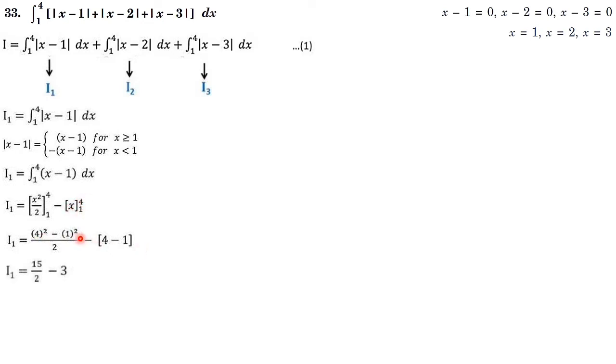4 square is 16 minus 1, that is 15 by 2, minus 4 minus 1 is 3. And we take LCM here, 3 into 2 is 6. 15 minus 6 is 9. So 9 by 2 is the I1 value.